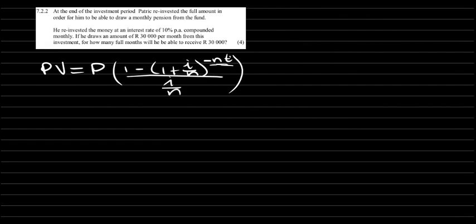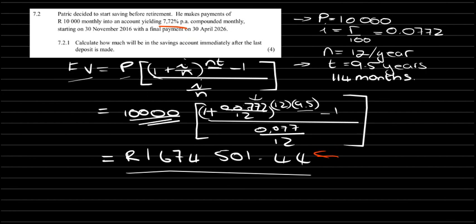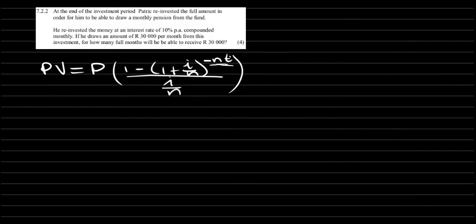Also, what we see is that in the investments equation, it's (1 plus i over n) to the power of nt, minus 1, and in the pension fund question, it's 1 minus (1 plus i over n) to the power of minus nt. Okay, so this is the equation that we're going to be using, and what we want to find is the nt part of it, because this describes the time.